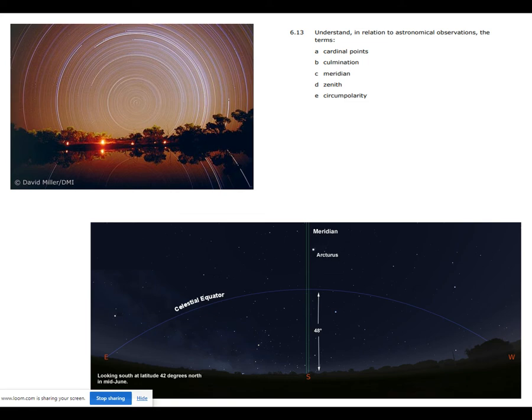And circumpolarity is when a star does not dip below the horizon. So if I watch this star run around here, you can see that in a 24-hour period, or 23-hour 56-minute period, it will never dip below the horizon. So that star is circumpolar. This star here will dip below the horizon, so that is non-circumpolar.